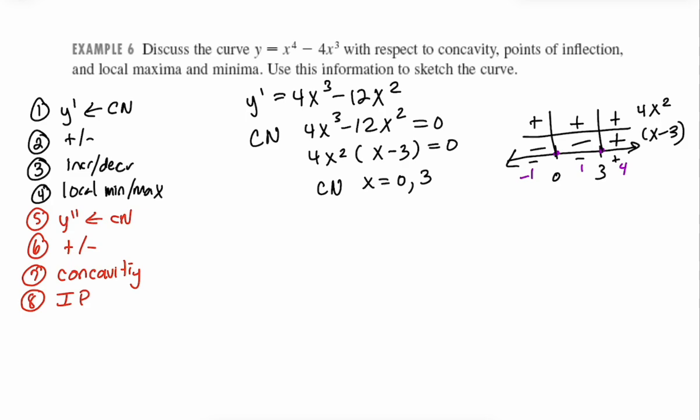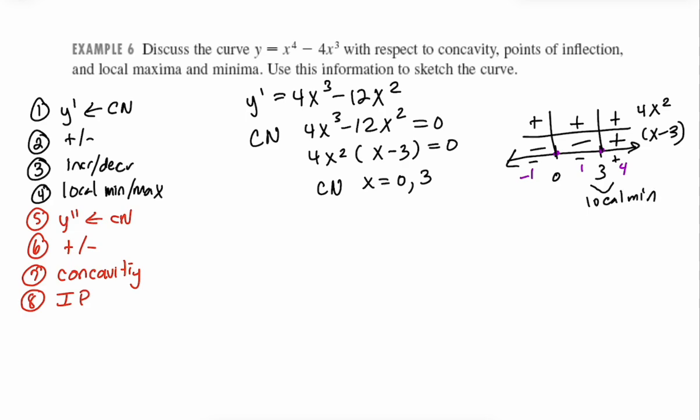So 0 is not a change from increasing to decreasing. So it might be a critical number for the second derivative again. We'll see in a minute. But 3, if we have gone down and then gone up, it is a local minimum.